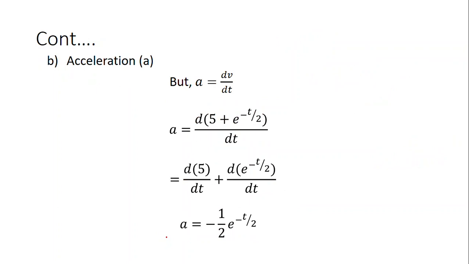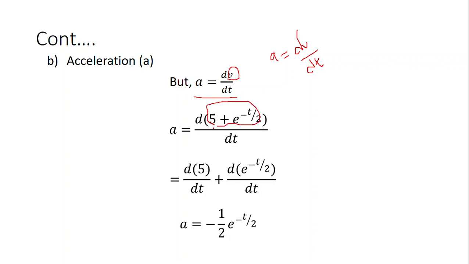The second question is to find the acceleration. Acceleration means you need the relationship between acceleration and velocity. We already know a is equal to dv divided by dt, that means velocity difference divided by time difference. We already know the equation of v, so we can simply substitute it.